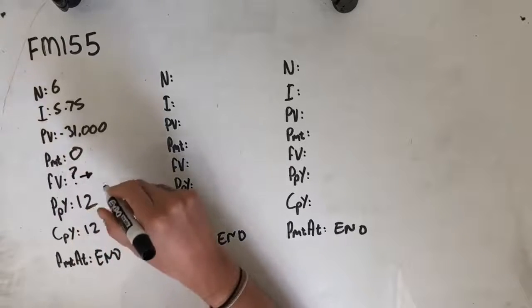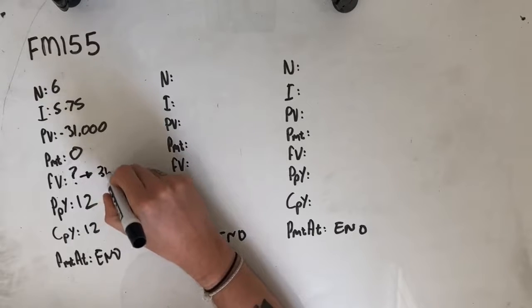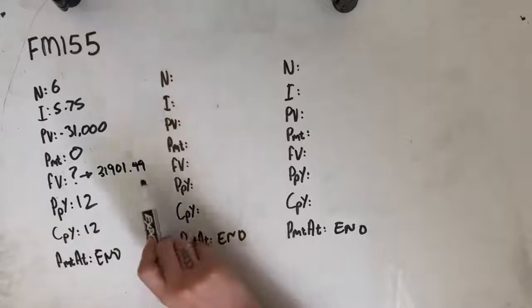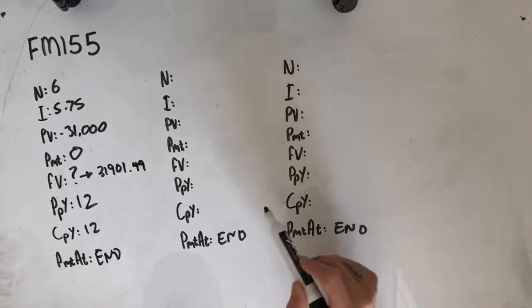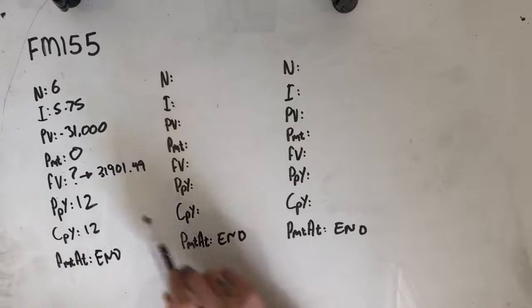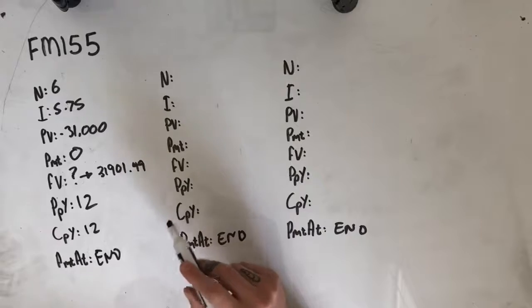Plugging this into finance solver, you should get an answer of 31,901.99. Now I've rounded, of course you're going to get a bunch of decimal places after all of these. I recommend copying and pasting those exact numbers in, but you should get the same answer regardless of whether you round it to 2 decimal places or not.